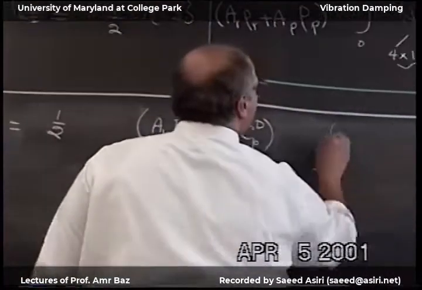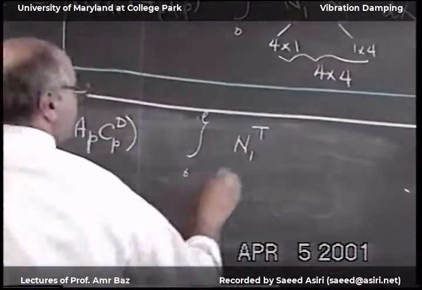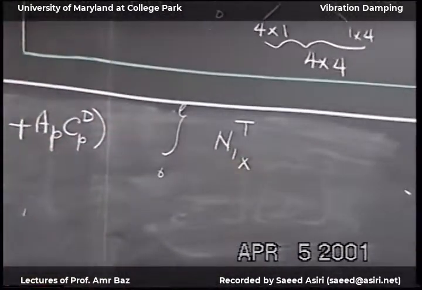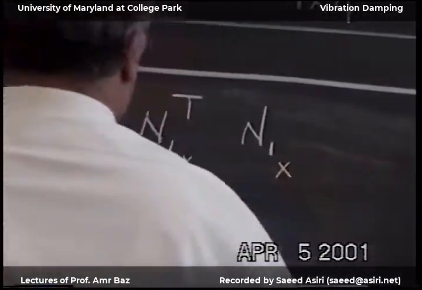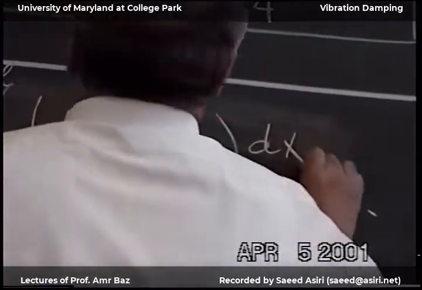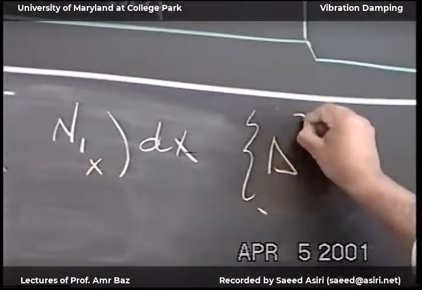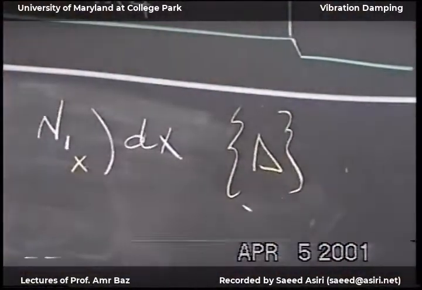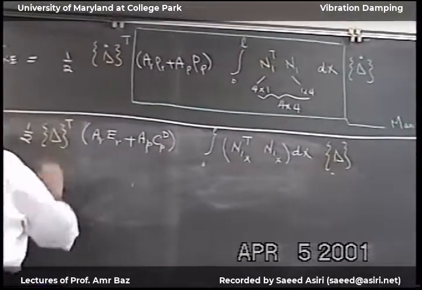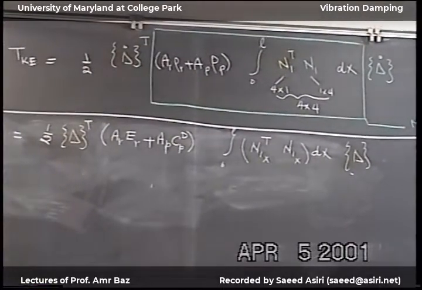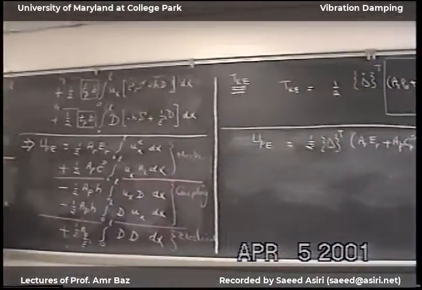And then now the integral of the U squared, I can do it like this. Integral from 0 to L of N1 partial derivative with respect to X transpose, N1 partial derivative of X, everything in dx, and then I'll factor out here the delta, and then here the delta transpose. So now we finish these two terms. I'll do the last term.